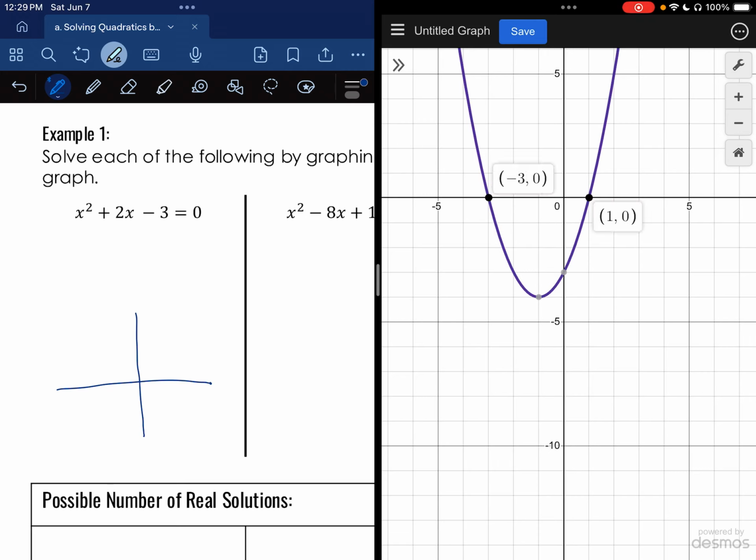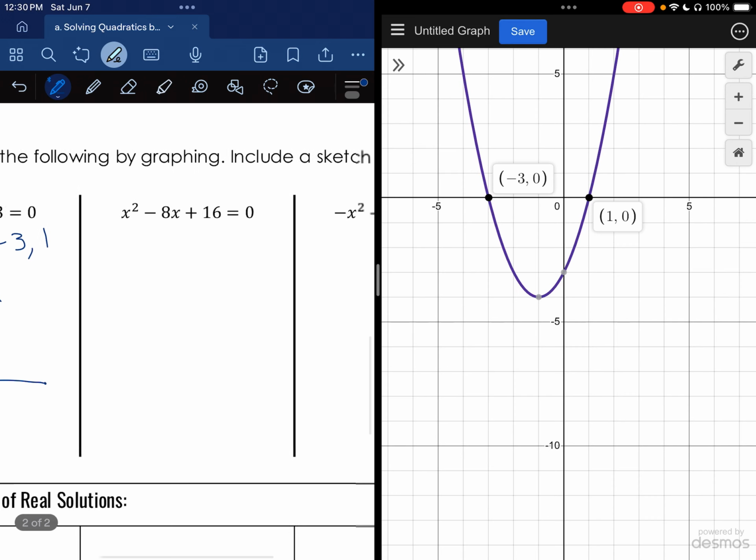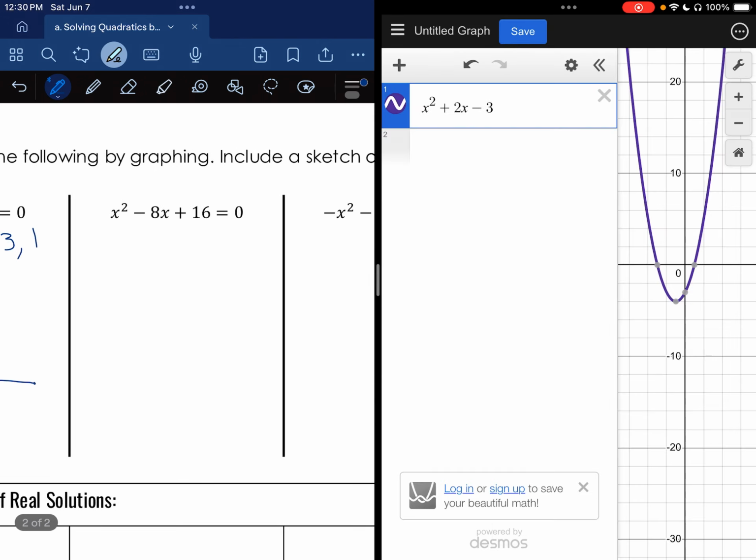So cool, so much faster than working in TI. No shade to TI. I love TI, but this is just so efficient. All right, so I'm just going to rough sketch here what this quadratic looks like, and my intercepts here, where x is -3 and 1. Gorgeous.